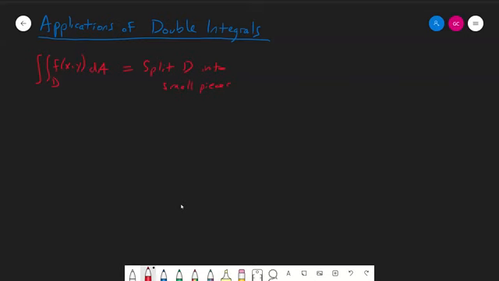And then what you do is you take the area of each piece times f of some point in that piece, and then you add all of those up. And so, for example, that means that the units of the double integral are units of area times the units of f.